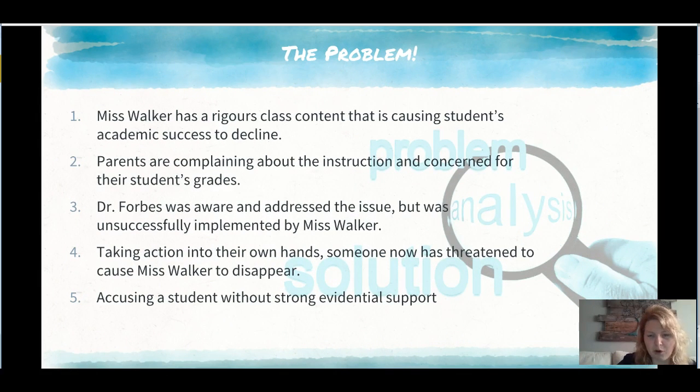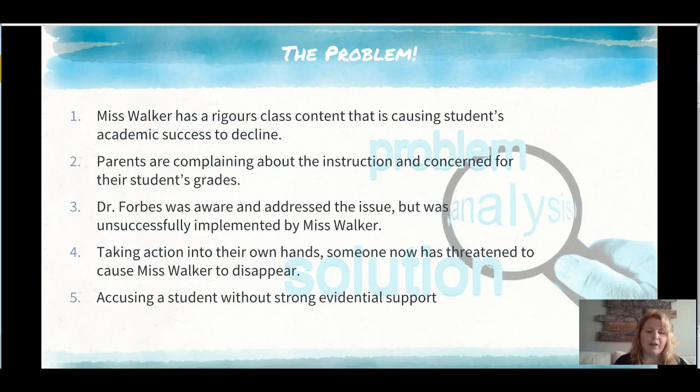Next, we have our problems. Obviously, you can see from our situations that we have several problems. There are 5 main ones that we're going to discuss today and that you will see solved throughout our plan of action. But first off, you have Ms. Walker, who has very rigorous classes and is not promoting student academic success right now. Their grades are declining. Parents are complaining that they're concerned. Their students have never had this problem before, so they don't know how to fix the problem.